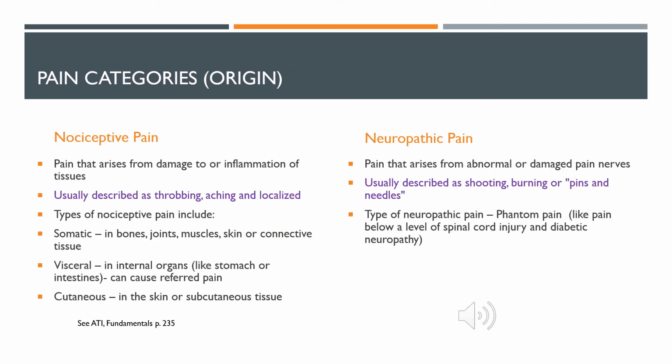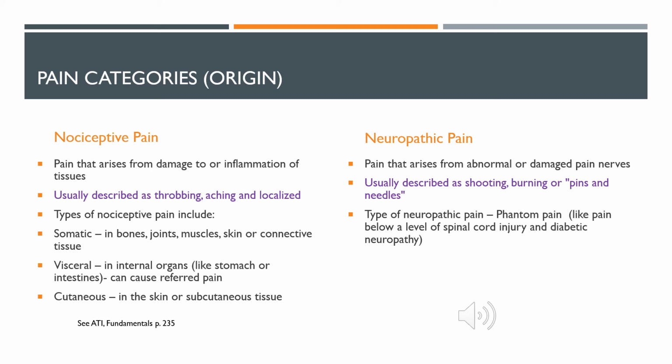Then you have pain categories based on the origin or where that pain is coming from. So in nociceptive pain, that pain arises from damage or inflammation to the tissues. The second bullet is important when you go to assess a client that's in pain. Remember, we're going to assess them, asking them to describe their pain. And when they describe it as throbbing, aching, and localized, it should clue us in our head that this is a nociceptive pain. The origin is nociceptive.